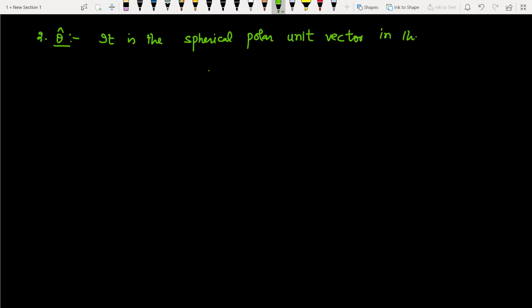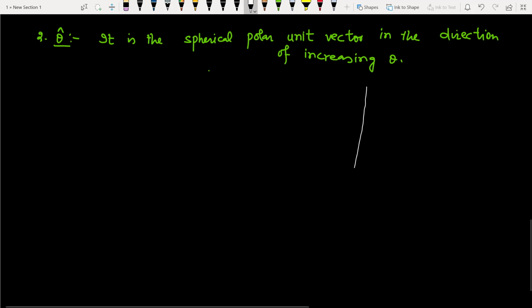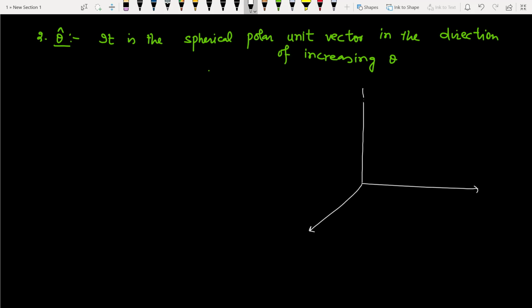In the direction of increasing theta. So when we try to depict it diagrammatically, this is a three-dimensional coordinate system, O at origin, P is the point having coordinates r, theta, phi.